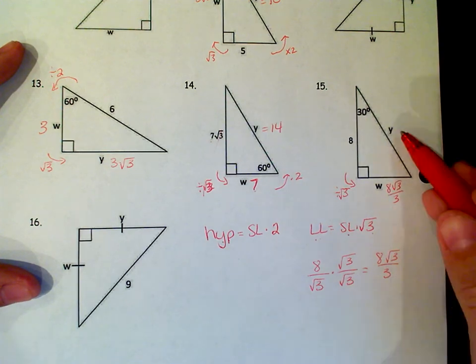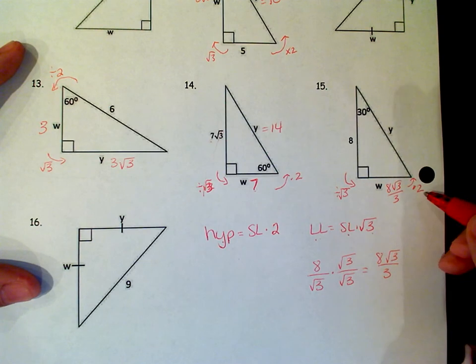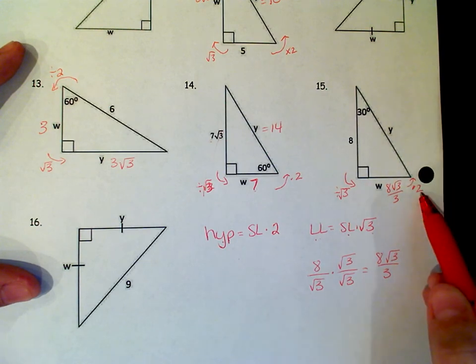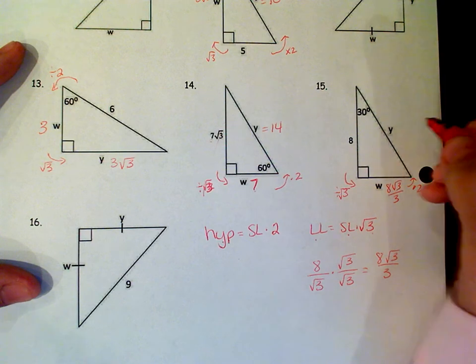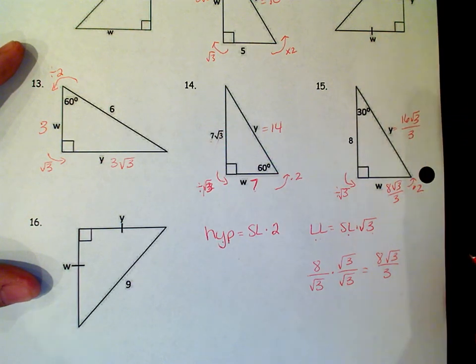Then you double this to get your hypotenuse, so you multiply it by 2. When you multiply it by 2, the only thing that gets multiplied by 2 is the 8. So this ends up 16 square roots of 3 over 3.